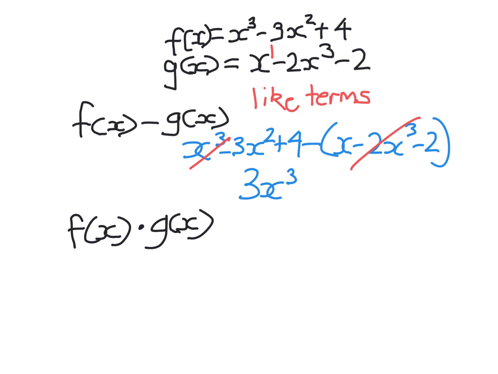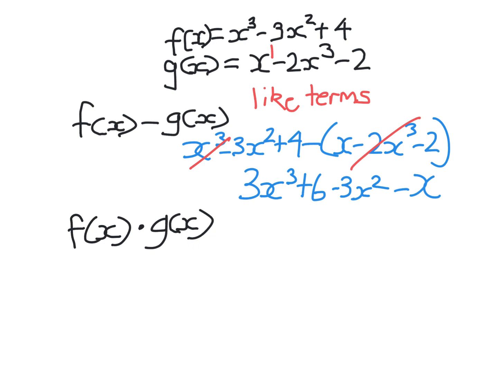Now the only other like terms here are 4 and this -2. So 4 subtract -2 gives us +6. We leave the -3x squared alone. It has no like terms. And this term becomes -x. So when adding or subtracting polynomials, you always end up getting another polynomial. And to do it, you just add or subtract the like terms.